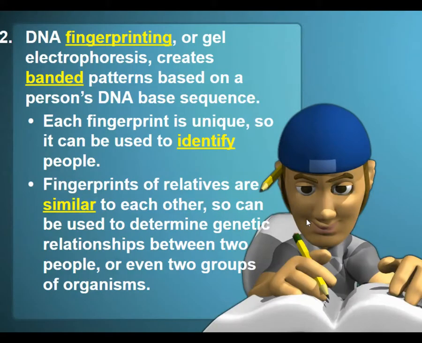DNA fingerprinting, also called gel electrophoresis, will create banded patterns based on a person's DNA sequence. Each fingerprint is unique, so it can be used to identify people. Fingerprints of relatives are similar to each other, so it can be used to determine genetic relationships between two people or even two groups of organisms.